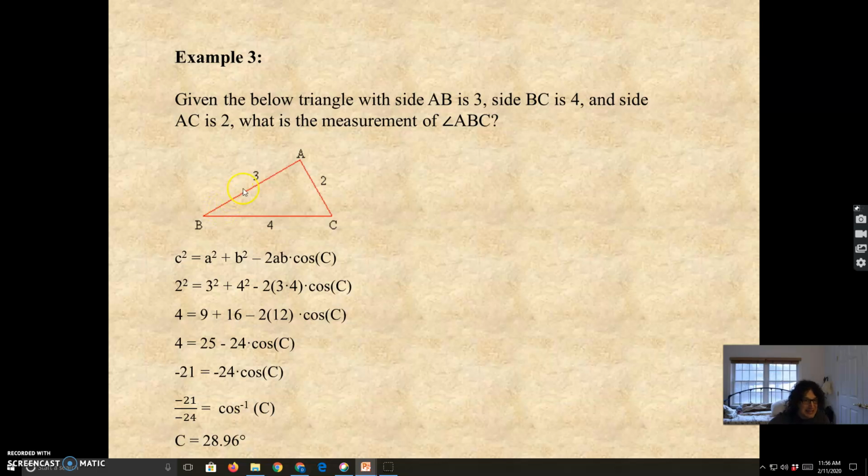which is right here. Now, it doesn't matter what A and B are, lowercase a and b, as long as you're consistent. There's our a, and there's our b, and we're consistent throughout all our a's and b's, lowercase, within this equation. We do our math, and the inverse of this fraction gives you 28.96 degrees. It's capital C because it's the angle. It's angle ABC, and it's 28.96 degrees.